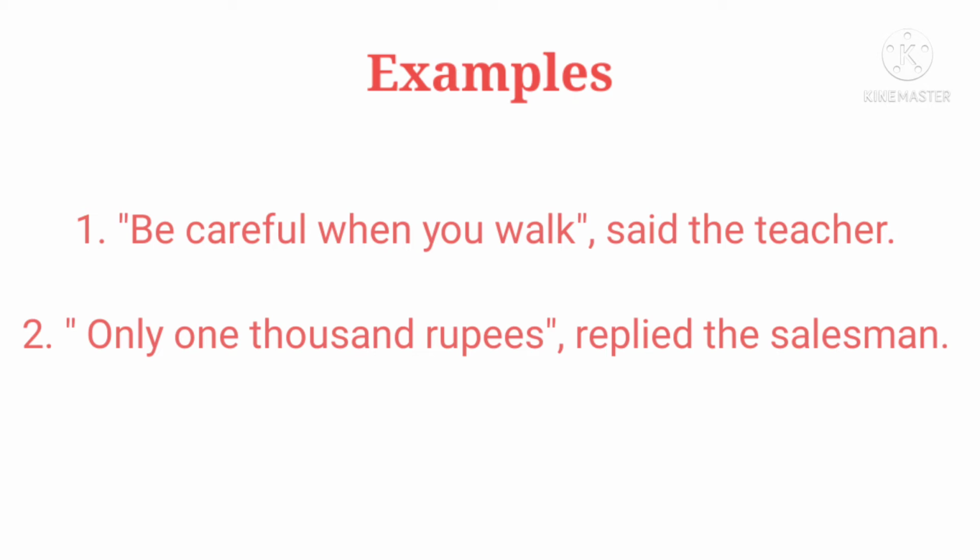Like the first example, be careful when you walk. So these words were uttered by the teacher. So after this we are going to put a comma. We will take a short pause and then we will say, said the teacher. Just like this, our next example, only 1000 rupees, replied the salesman. So only 1000 rupees, salesman said this, right? So we are putting this in double inverted commas. Then we are putting a comma, taking a short pause, then we will say, replied the salesman.